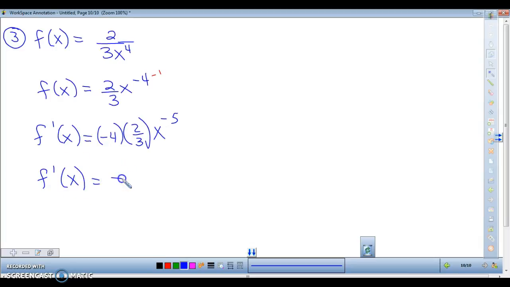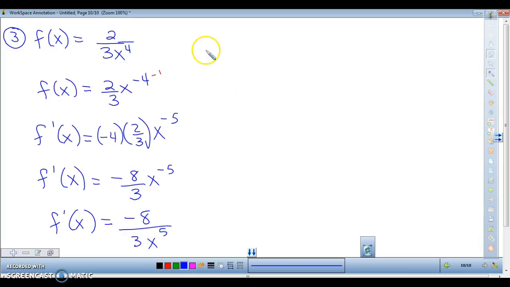Okay, so that would give me negative 8/3 x to the negative 5. You can leave it that way. If you wanted to clean it up some more and write it as negative 8 over 3x to the 5th, then that would be fine too. So some of these problems you may have to rewrite as a power function before you can use that power rule.